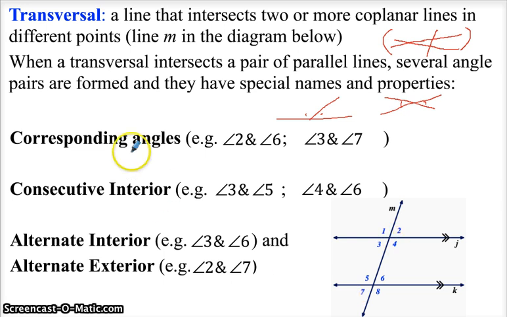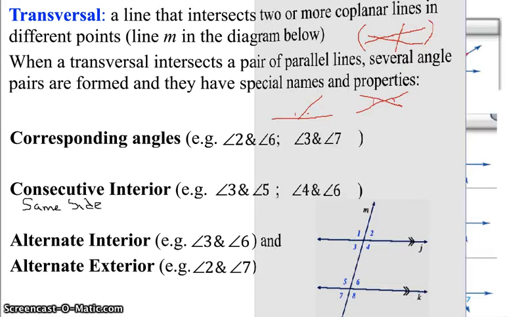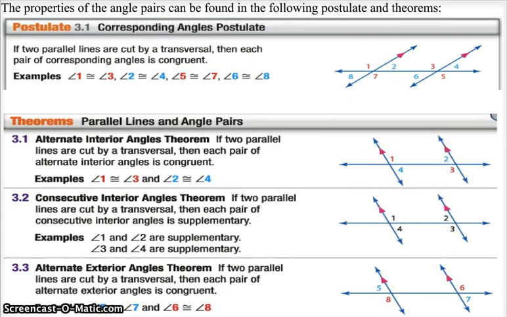So all these words play off each other. Interior, of course, means in the middle there. Exterior means outside. Alternate means we're talking about opposite sides of the transversal. Consecutive really means we're on the same side. I wish they would have said same side. Our last book called this same side. You know what? I'm going to write that on here. I'm just going to write same side right there because the other book called it same side. A couple books I've used called those same side. You might hear me say that accidentally.